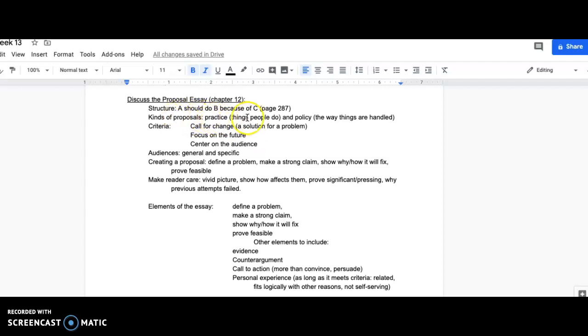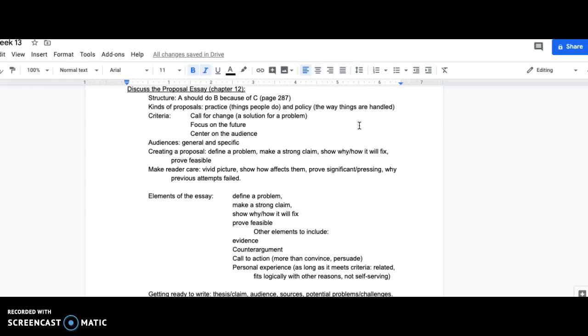Now, there are different kinds of proposals, as it says in chapter 12. There's practice, things that people do. So people should do this or not do this. People should argue for a revote for Brexit, or they should be informing younger generations about how Brexit will be carried out, or the older generation, whatever. You get the idea. So things that people do, and then policy, the way things are handled, the way that refunds are handled, or checking and screening is handled. Those should be changed. So you're making a proposal for either a practice, the way people do things, or a policy. The policy itself needs to be changed, which determines how people do things. So sometimes there's a little bit of overlap there.